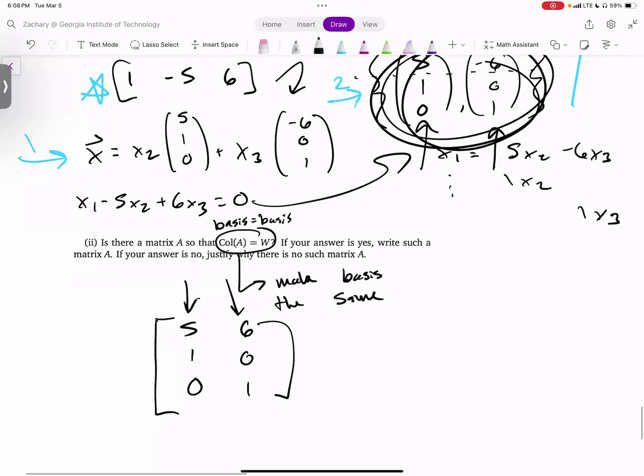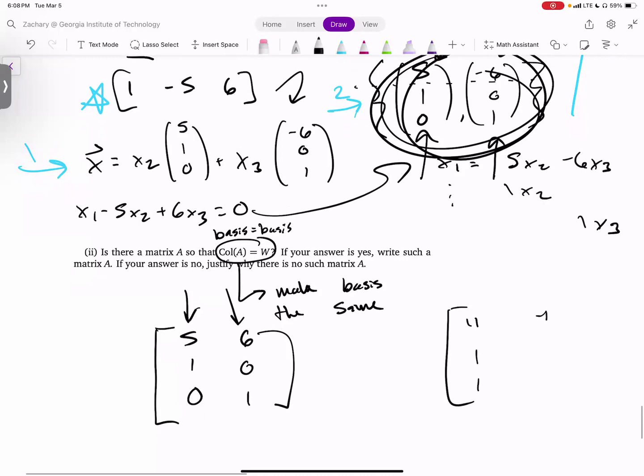So technically, yes. Another way we could do this would be 11, 1, 1, and minus 1, 1, minus 1. Still equally valid, still the same basis. Totally different matrix, but the column space of each are actually equal. Okay, the matrices aren't equal. They don't give the same null space, but they do give us the same basis for the column space, which is what this question cares about.